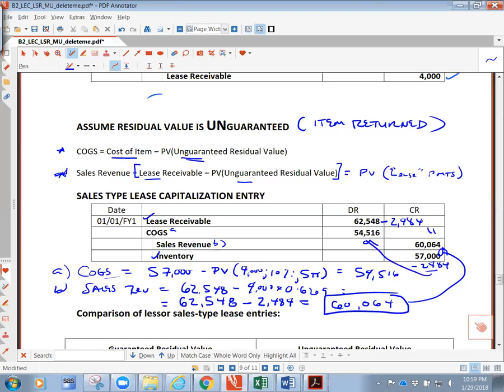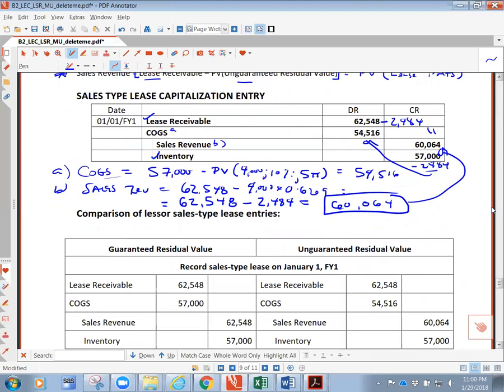Okay. So if it is an unguaranteed residual value, basically calculate the present value of the unguaranteed residual value, subtract that amount from inventory cost to get cost of goods sold, and subtract that amount from lease receivable to get sales revenue.